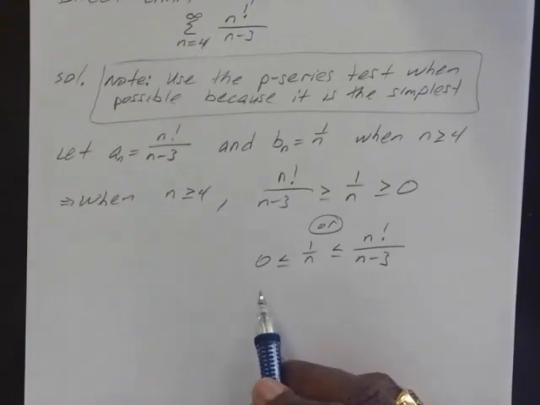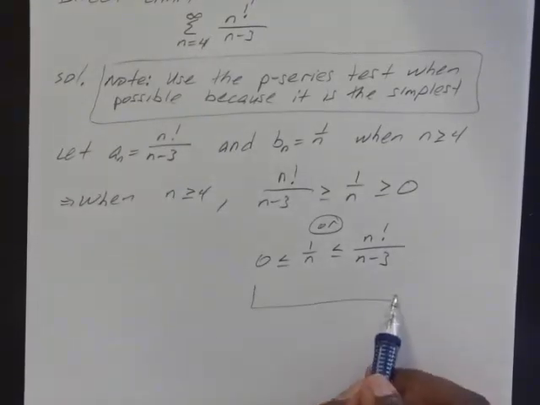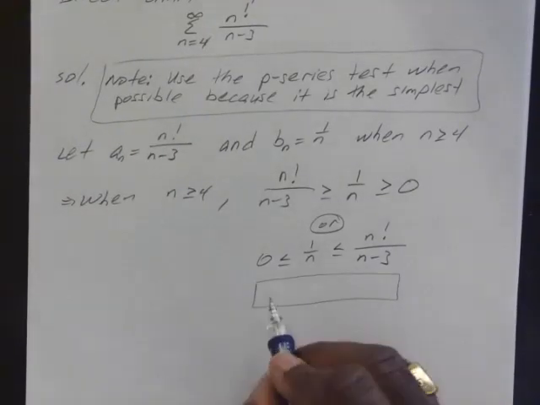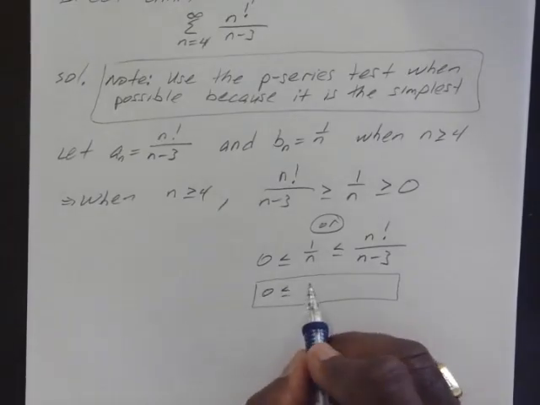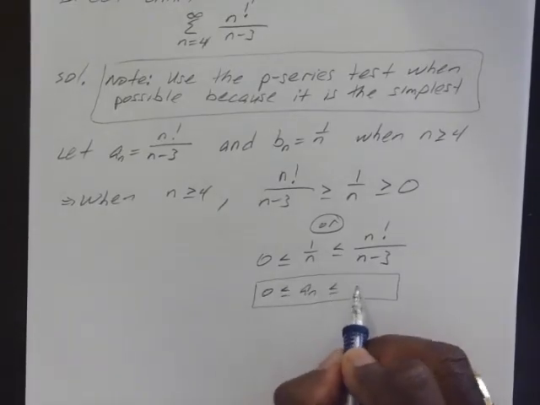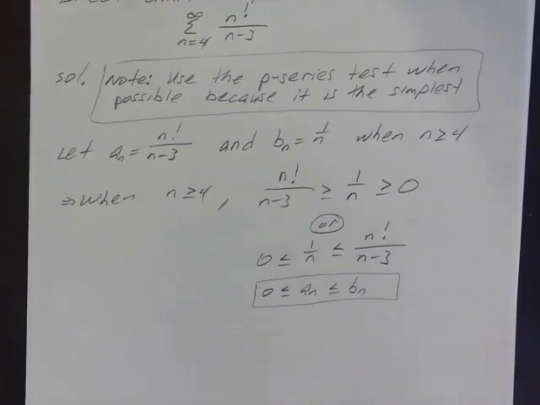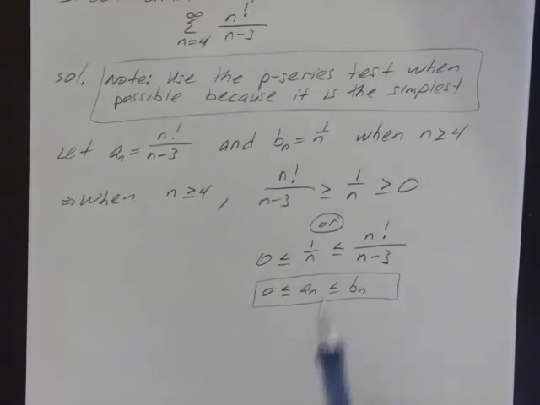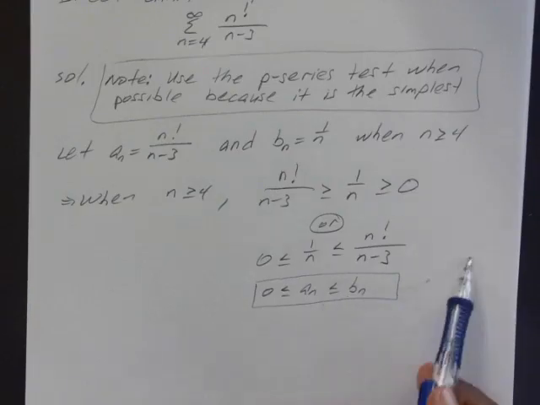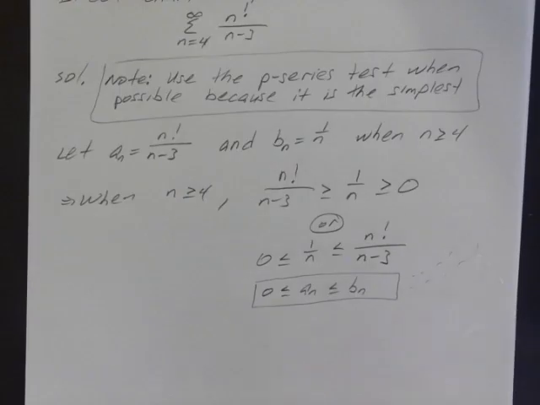Okay. So just putting it in this form: 0 is less than or equal to a sub n is less than or equal to b sub n. So if a sub n is divergent, so is b sub n, because if a sub n goes up to infinity, then this one will go up to infinity also.